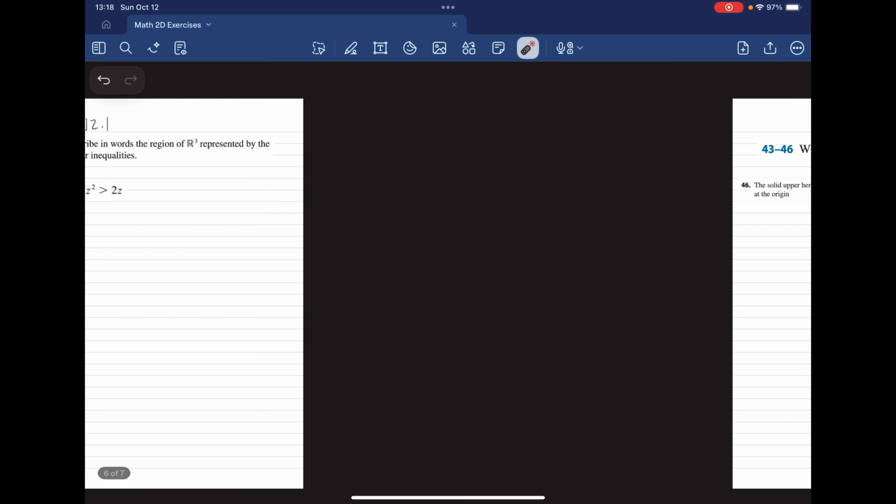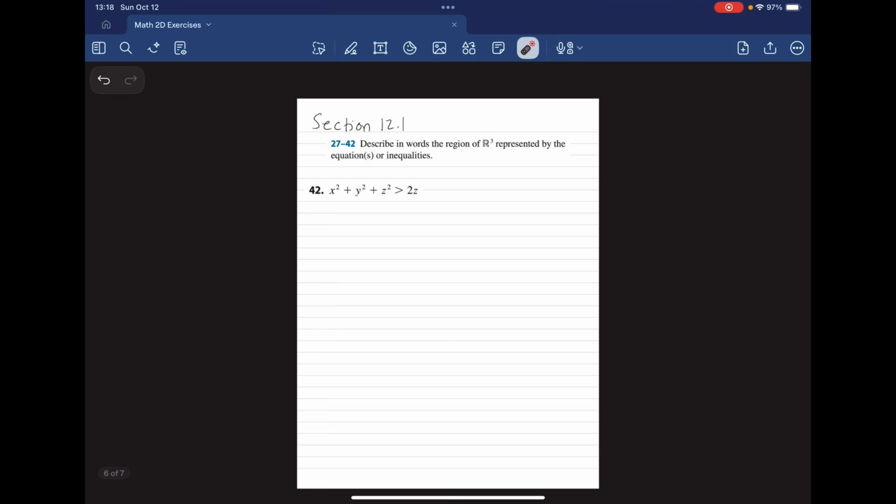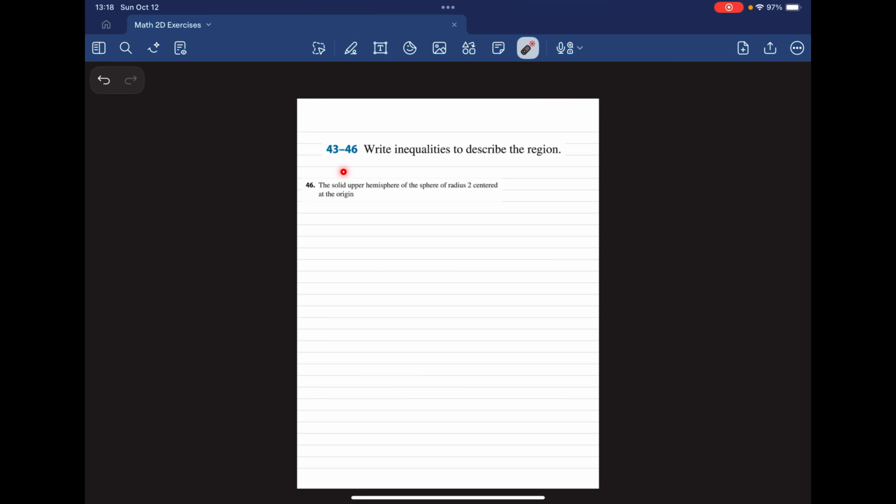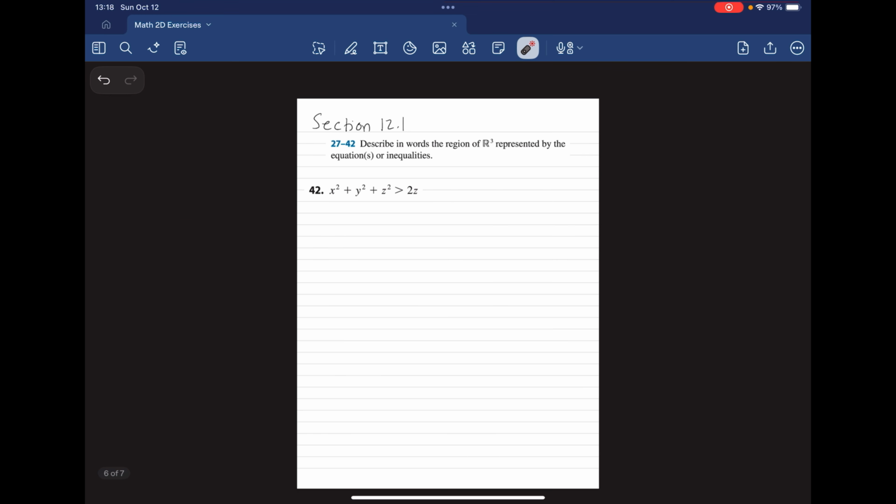So these problems are kind of backwards from each other. In this problem, we're given an inequality, and we need to describe the region it represents using words. Whereas with this problem, we're given a description of the region in words, and we need to produce an inequality that represents that region. So without further ado, let's go ahead and get started with problem 42.